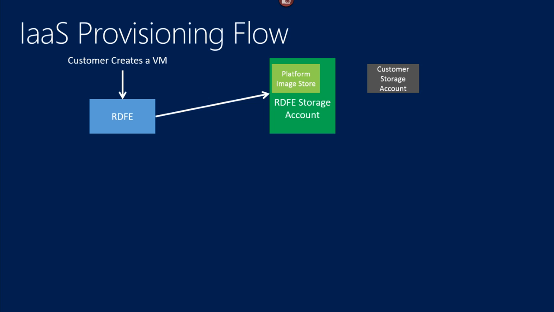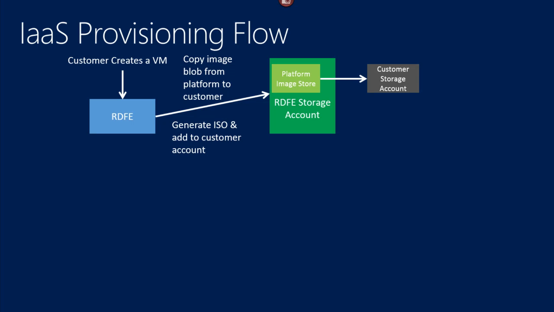If you pick a gallery image, what RDFE does is make a copy-on-write copy to your storage account. Your storage account has to be in the same region as what the VM is going to. We've got platform image repositories in every storage stamp, so no matter what storage stamp your storage account is in, we can do a copy-on-write copy, which internally in the platform we can do between storage accounts. So we aren't actually copying the full 8 gigabytes or 12 gigabytes of image. We are just doing a copy-on-write, zero cost copy at that point.